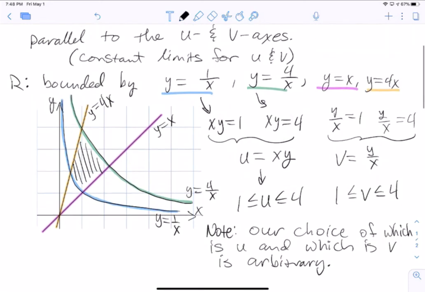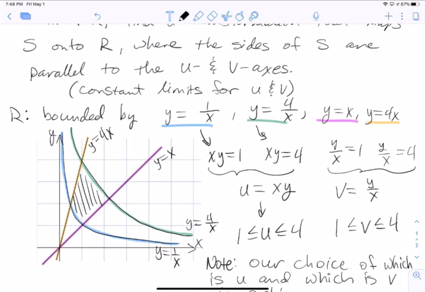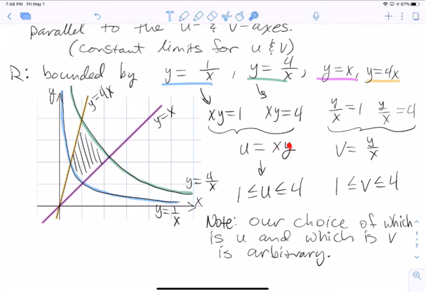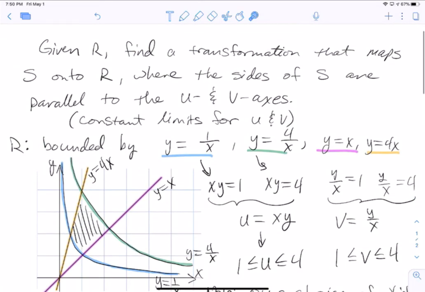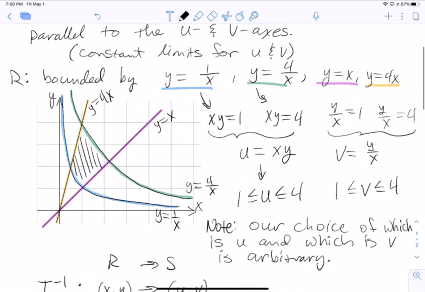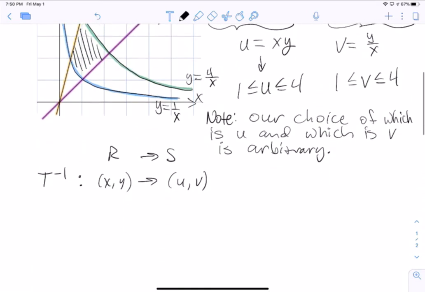Now, this is a transformation that takes in x and y and spits out u and v. And in the notation that we see in this section, T inverse is the one that maps regions in the xy plane into regions in the uv plane. In other words, T inverse maps R to S. But what we were asked for was a transformation that maps S onto R. And so what we need is T.